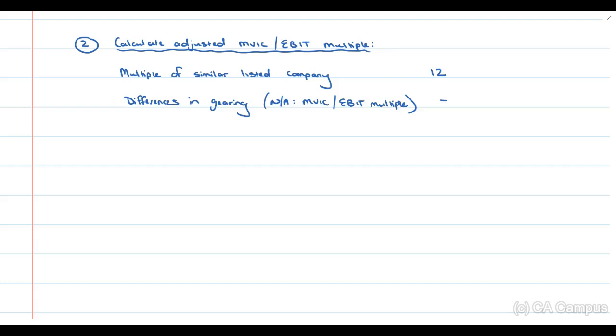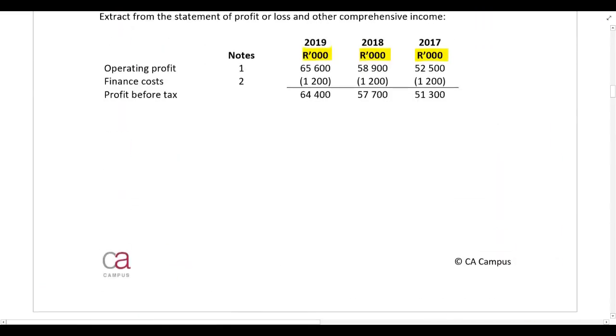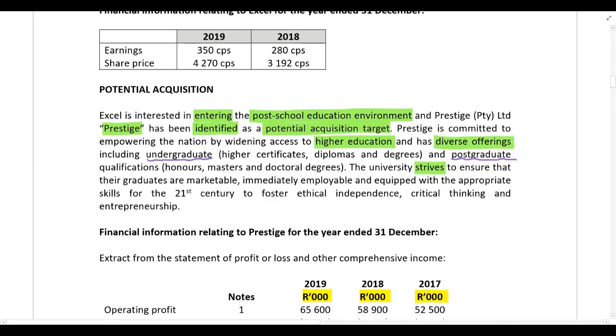We then need to adjust for the relative size of the entities. Once again, guys, no information is being provided. We do know that the one company is listed. Obviously, this is the multiple of a listed company, and we know that Prestige is a Pty Limited. And obviously, if Prestige is a Pty Limited, we are definitely dealing with a private unlisted company. However, that doesn't necessarily mean that Prestige is smaller than the listed company. So just be careful. You need more information to go that far and actually say that Prestige is smaller than the listed company. Just because a company is listed doesn't by default mean that it's bigger.